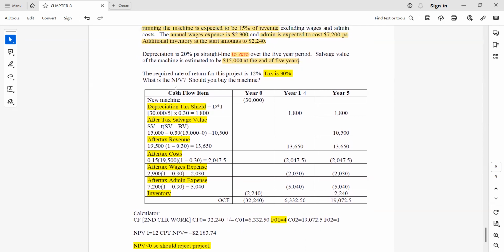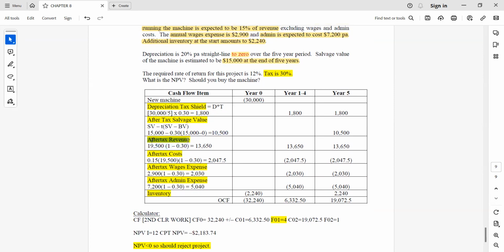Do the calculation here. First, you pay for the new machine. In year 0, this is the amount that you incurred, that you spent. Okay, then calculate your depreciation tax shield. 30,000 minus 0 divided by 5 times the 30%. It's 1,008. Now, what does this 1,008 mean over here? That means it's the tax saving for every year from year 1 to year 5. Then calculate after tax salvage value as usual as well. At the end, you get this amount. But remember, you only record this in which year? Year 5.